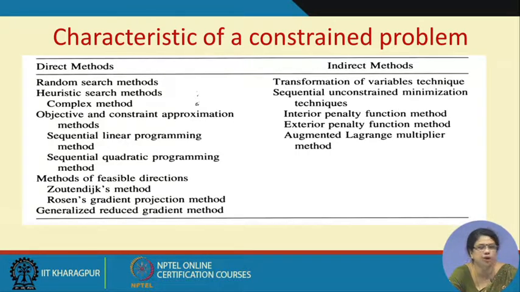And in the indirect methods, the most popular are the interior penalty function method and the exterior penalty function method. Some other variations of the Lagrange multiplier method are also there. Now, I plan to have classes on direct and indirect methods, and I will cover a few of them, not all. Random search method I have already explained a little bit: the grid search technique, random search technique, and grid walk method.